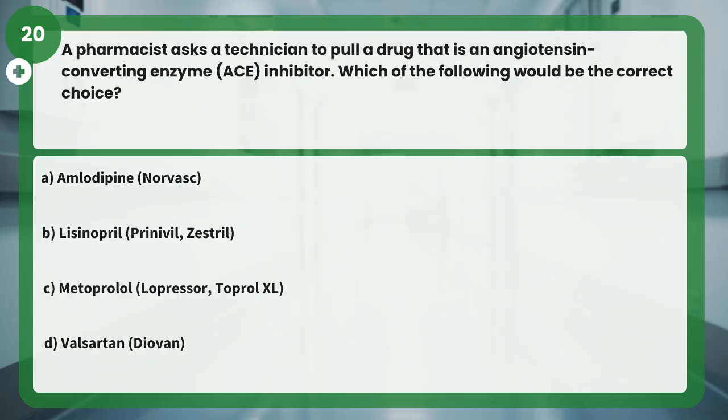Question 20. A pharmacist asks a technician to pull a drug that is an angiotensin-converting enzyme, ACE, inhibitor. Which of the following would be the correct choice? A. Amlodipine, Norvasc. B. Lisinopril, Prinivil, Zestril. C. Metoprolol, Lopressor, Toprol XL. D. Valsartan, Diovan.